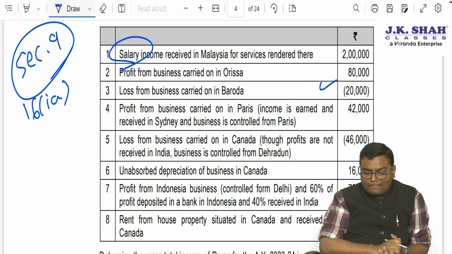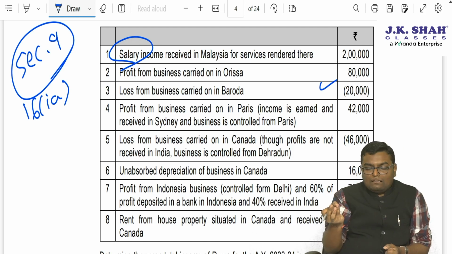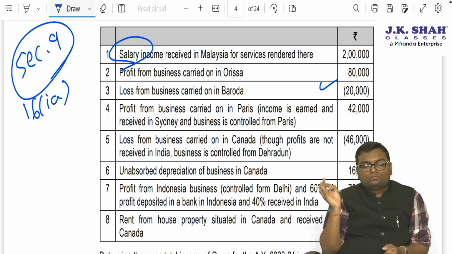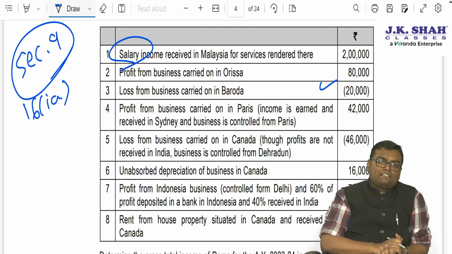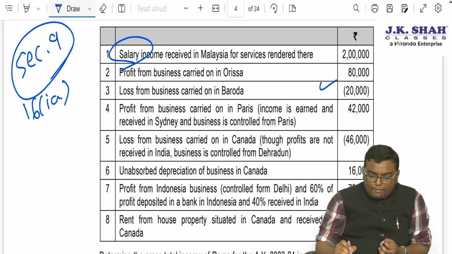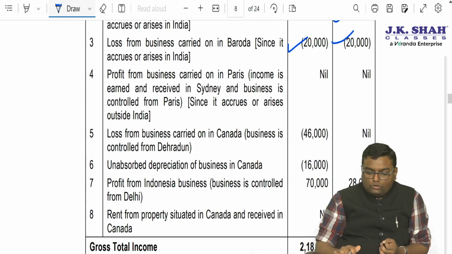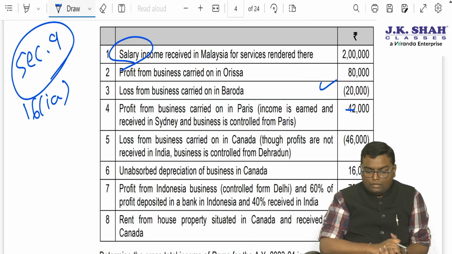Profit from business carried on in Paris. Income is earned and received in Sydney. Business is controlled from Paris. Any business accrued outside India, received outside India, controlled outside India, it is only taxable to resident and ordinary resident. It is not taxable to RBNOR. It is not taxable to non-resident. And that's why this 42,000 is taxable to none of them. To any of them, it is not taxable.